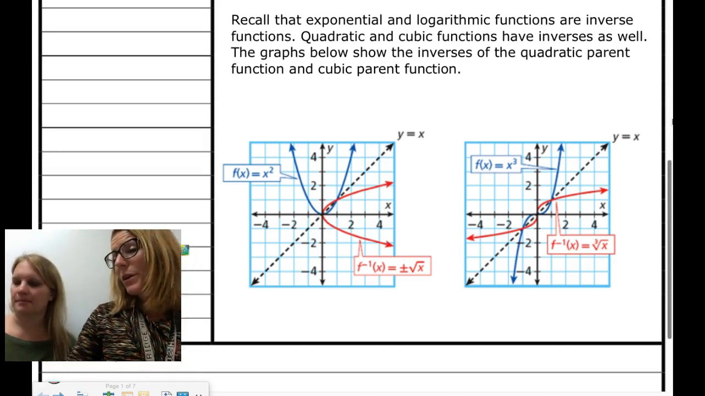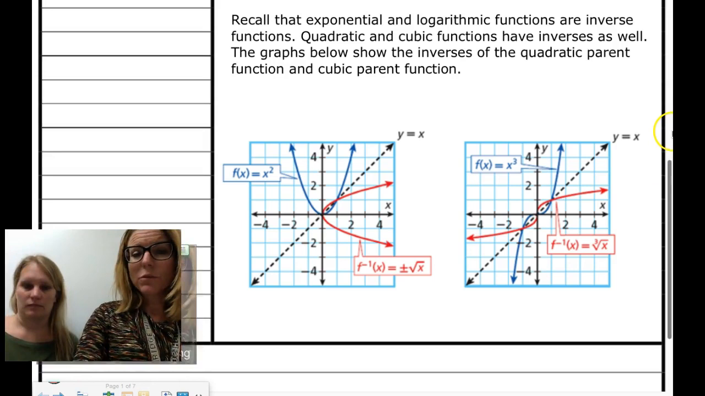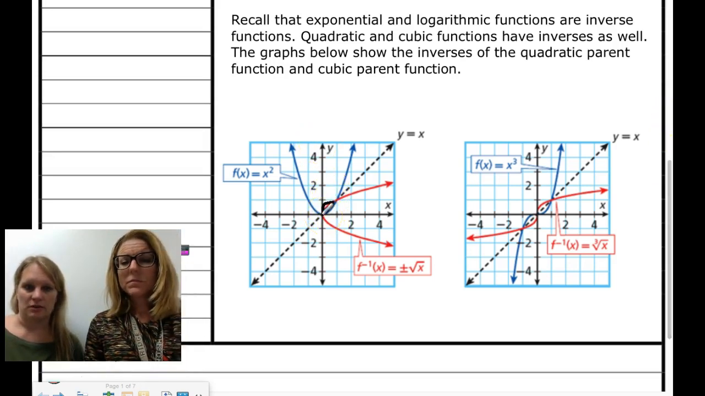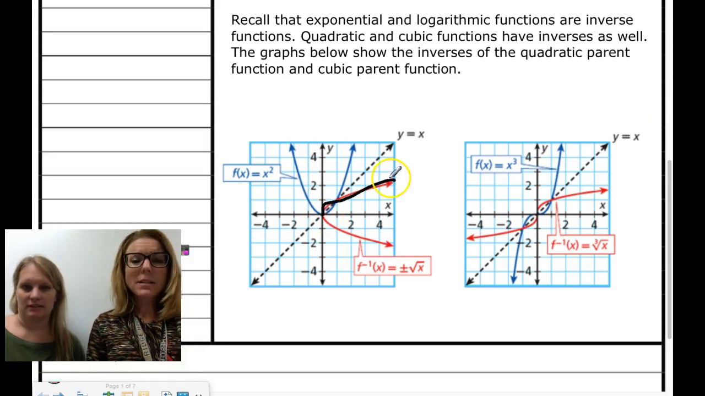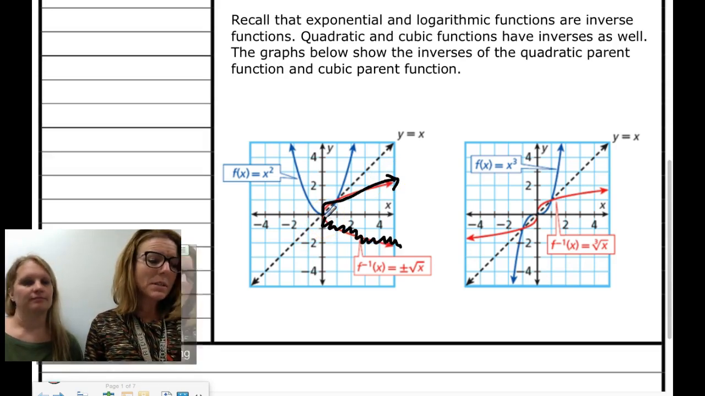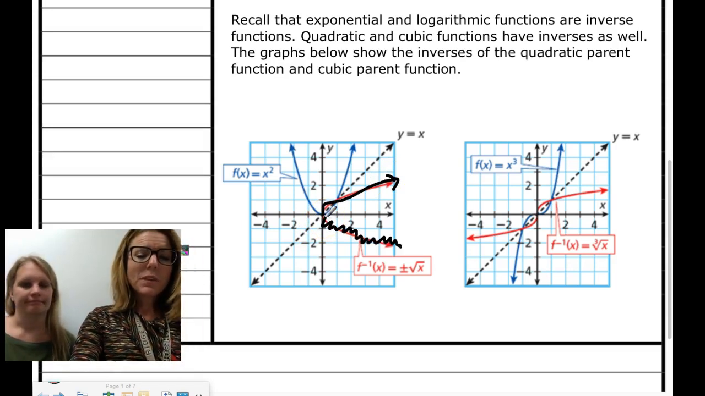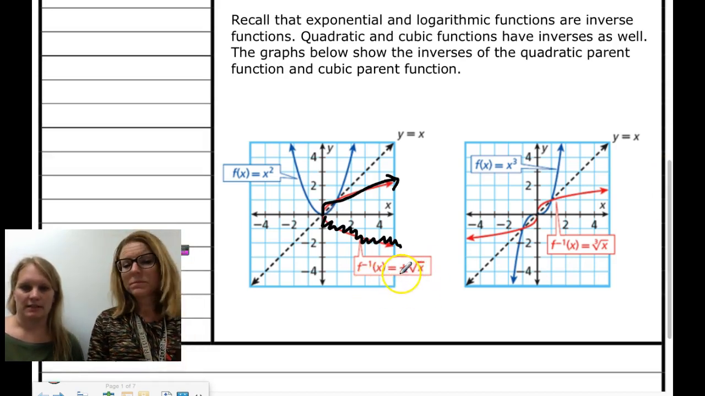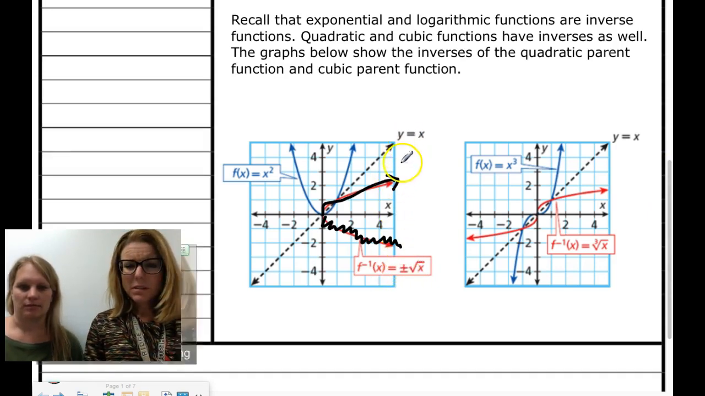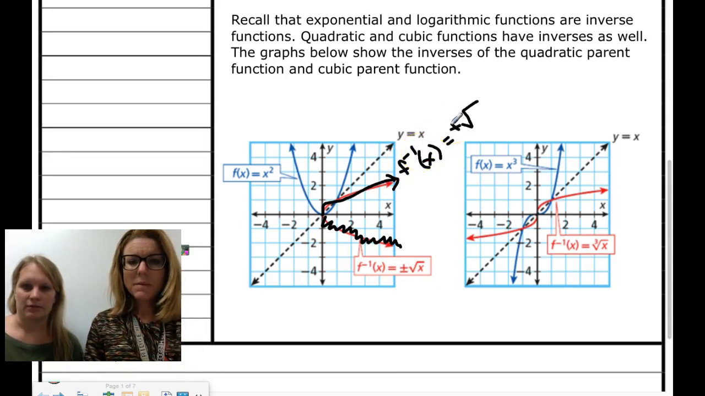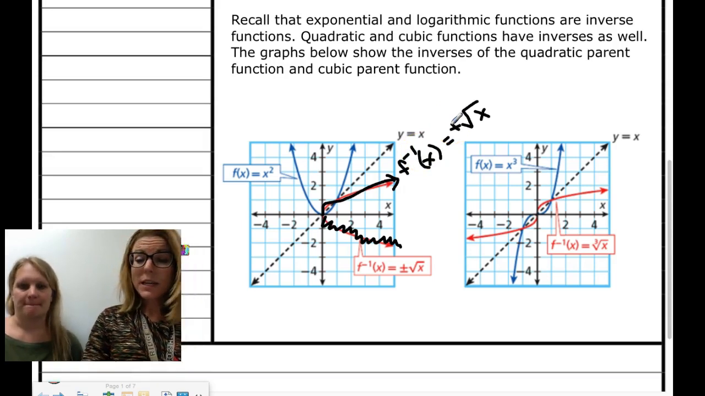So maybe in black, just show the up part, the positive part, and not this part. So the black part that Miss Boyd just highlighted would be the inverse, but just the positive side. So I'll just write it here: f inverse of x equals positive square root of x. That's what we're focusing on today.